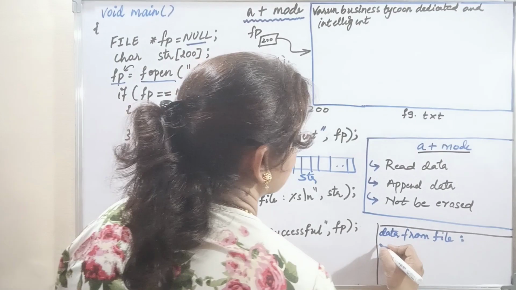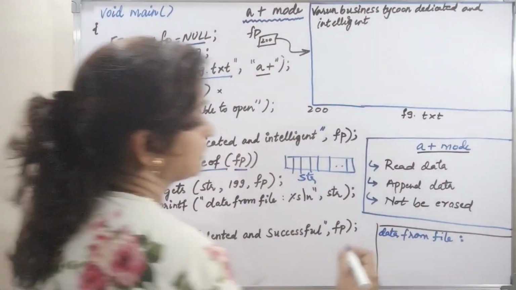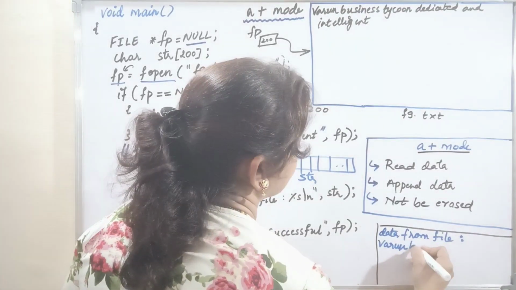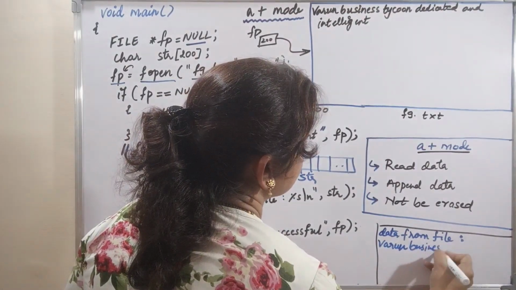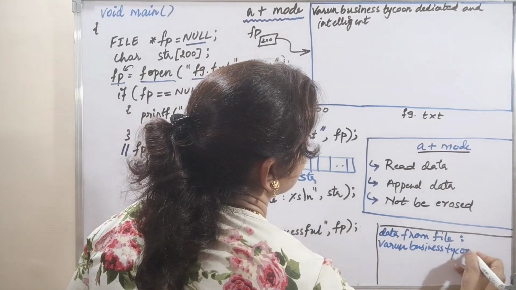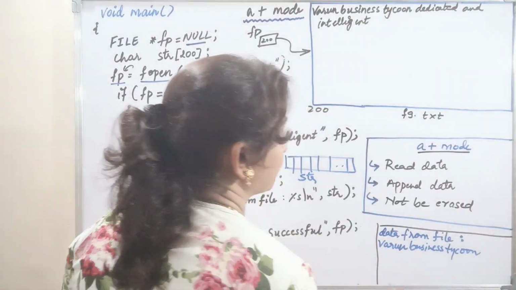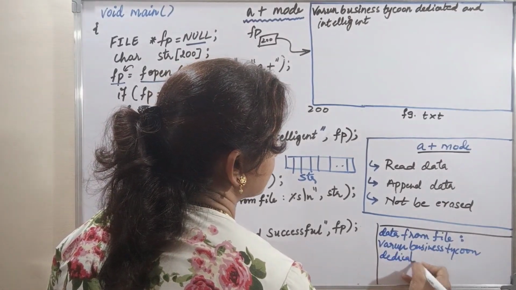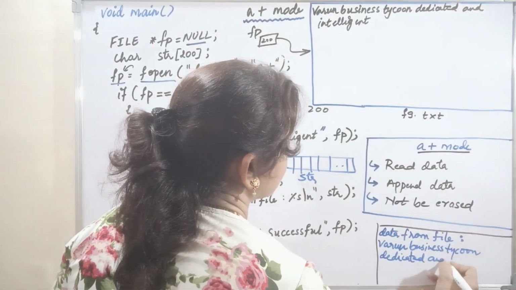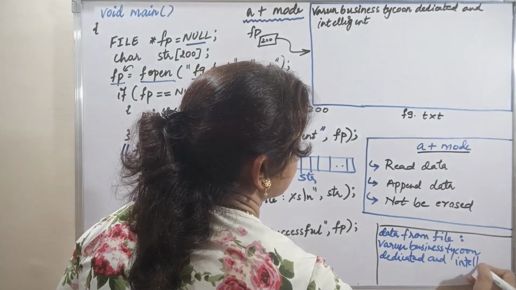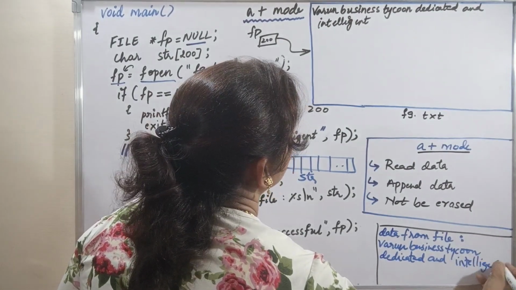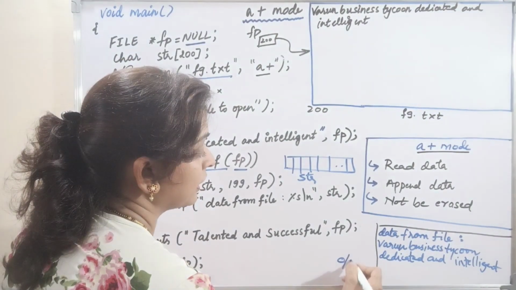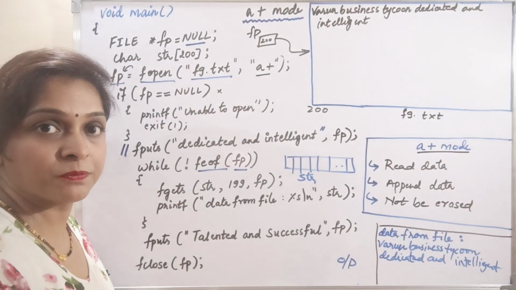So it is the complete data from F9, that is Varun, business tycoon. It gets continued there. I'll write in the next line: dedicated and intelligent. Okay, so this is the content that I get in the console output.